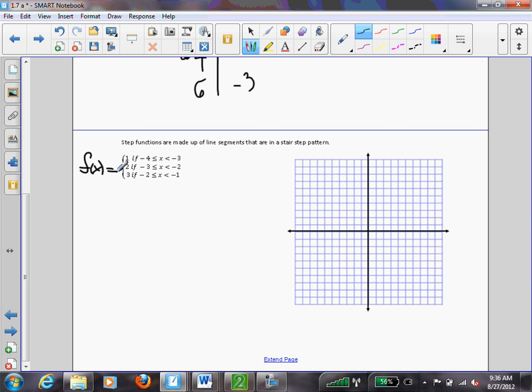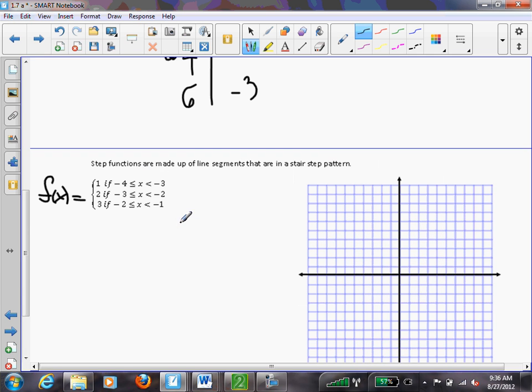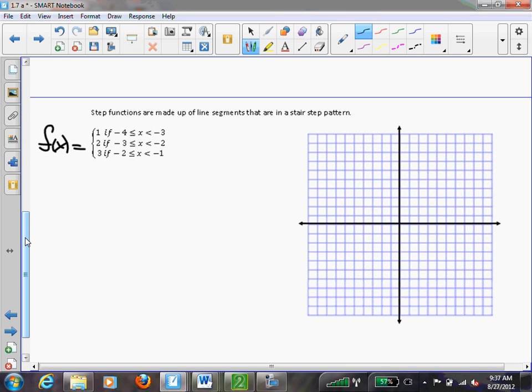So this is saying when x falls between what values? When x falls between which values? -4 and -3, what is my y? One, right? f of x, which is my function, my y, is equal to 1 when I'm looking between this domain. Y is equal to 2 when it falls between -3 and -2. Y is 3 if it falls between -2 and -1. Are you following this? Understand how to read this?